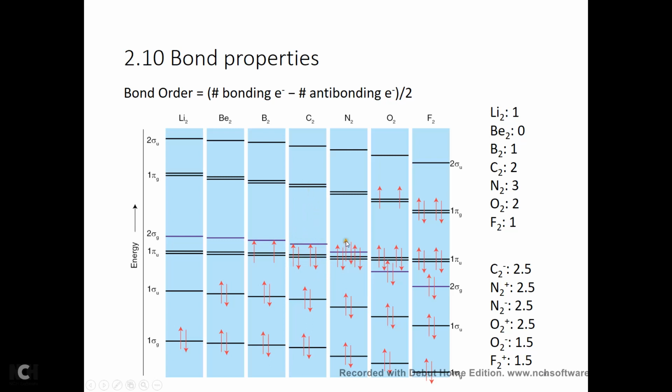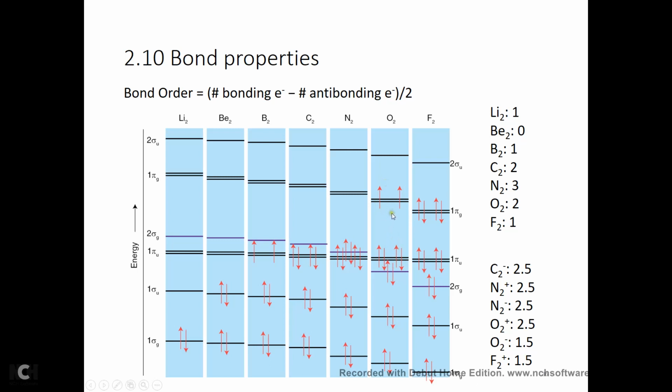Nitrogen 2 plus, you just remove 1 electron from here. Again, 5 bonding electrons, 0 antibonding electrons. So the bond order is 2.5. Nitrogen 2 minus, that means you have 6 bonding electrons here and 1 antibonding. The bond order is 2.5. Oxygen 2 plus, you delete this one, and then you have 6 bonding, 1 antibonding. Well, the difference is 5. The bond order is 2.5.